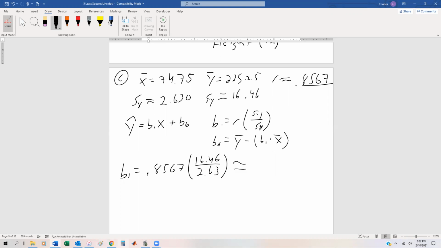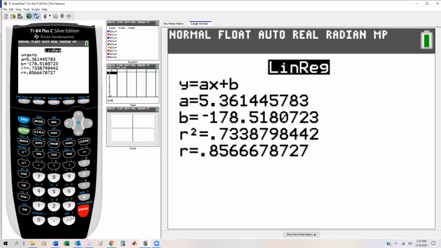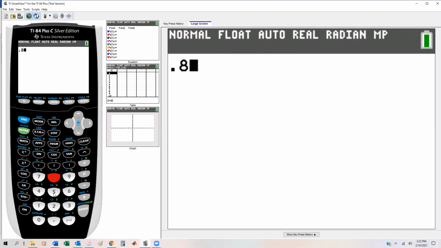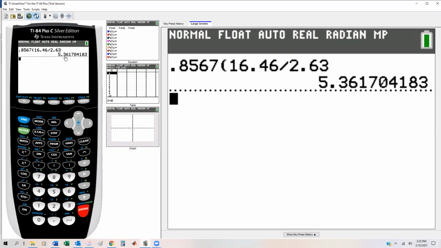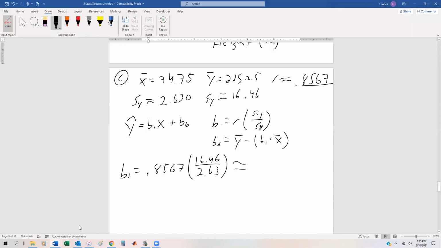Let's type that into our calculator. So we had 0.8567. We're going to multiply that by 1646, which was SY, and then divide that by 2.63. And that leaves us with approximately 5.362. That's 5.362.